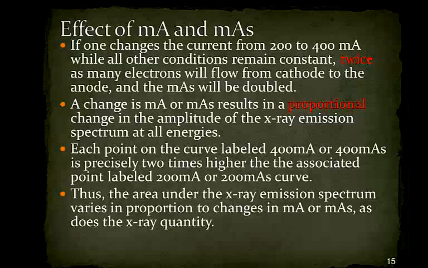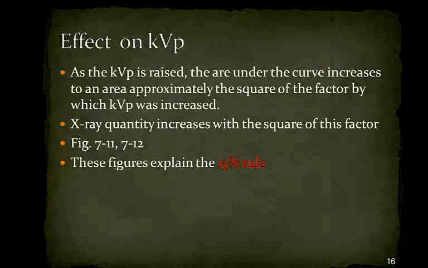When we're going to the right, that is when we're concerned about kVp. And here's kVp. As the kVp increases, the area under the curve increases to an area approximately the square of the factor by which the kVp was increased. Cover that in a second. All it's talking about is a slide, and a few slides later we'll explain that. X-ray quantity, again, quantity is a number, so we're talking about mAs, increases with the square of this factor. Cover that in a second too.